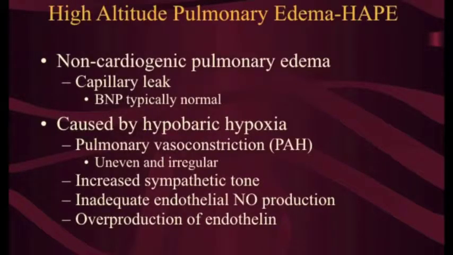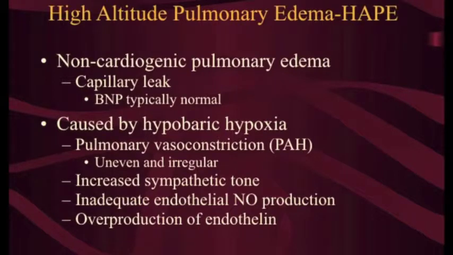Why do you get high altitude pulmonary edema? It's caused by hypobaric, low pressure hypoxia, low oxygen. Basically, you get pulmonary vasoconstriction, or acute PAH. It's irregular and sort of uneven. All your blood vessels dilate in the setting of hypoxia, with the exception of your pulmonary vessels, the vessels that connect your heart and your lungs, coming from the right side to the lungs, which constrict in the setting of hypoxia. All the others dilate, and these constrict.